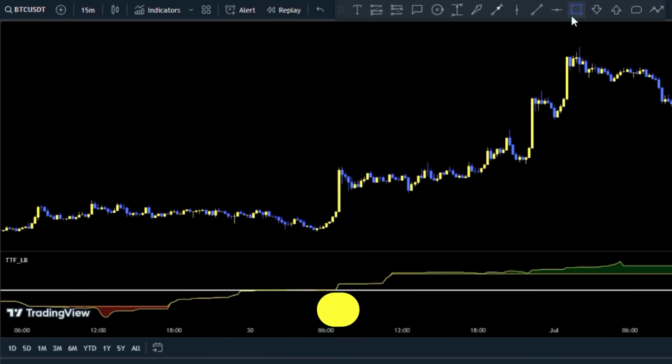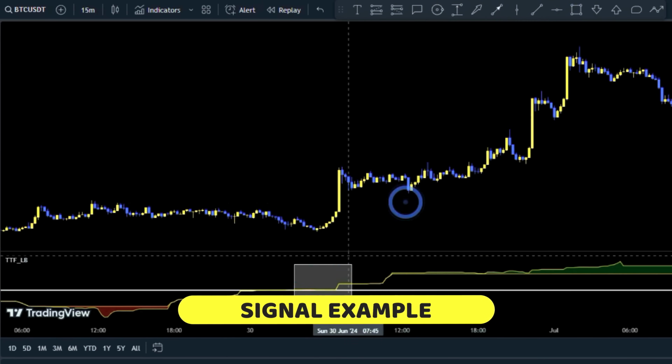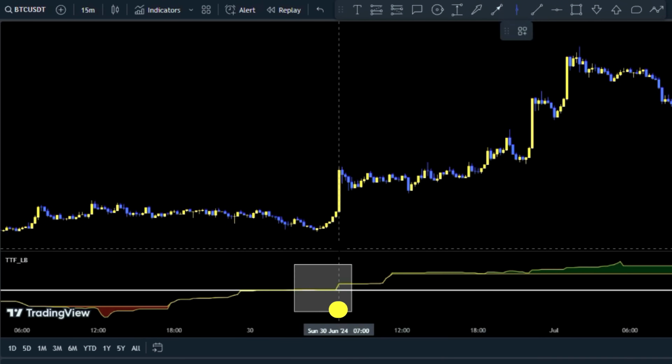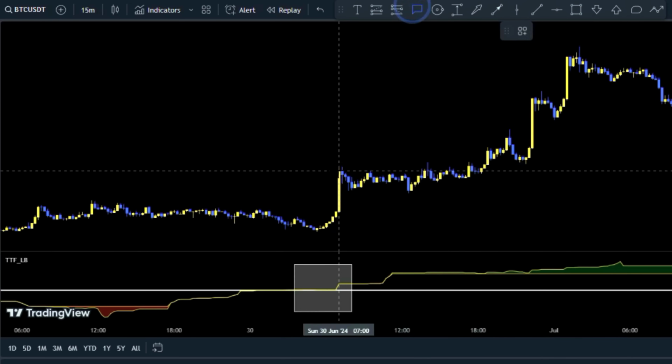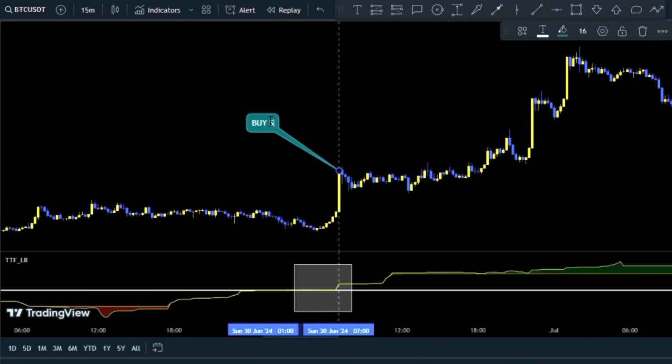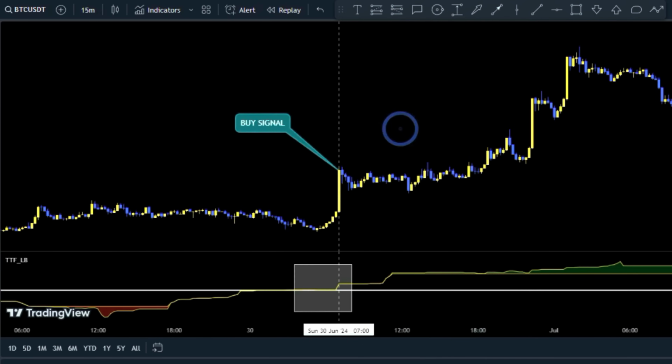Now let's take a look at another scenario. Here the TTF line has crossed the zero level upward. By drawing a vertical line at the crossover, we can pinpoint the signal candle on the chart that presents a favorable opportunity to enter a buy order.